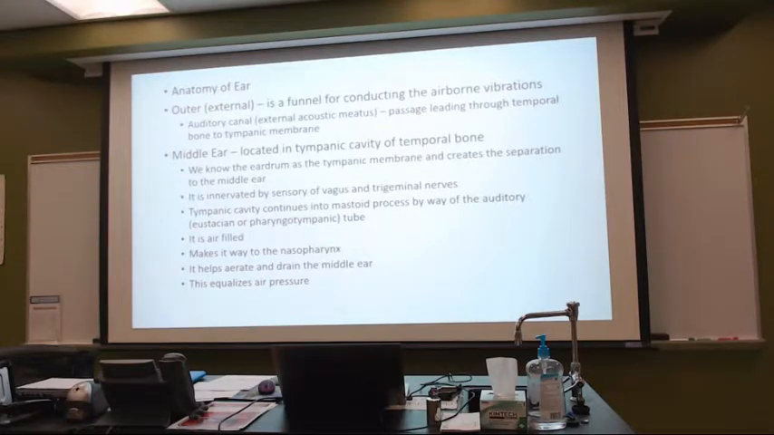Well, this is going to be our tympanic cavity. So they're saying that we've got this cavity right here in this temporal bone. Well, the eardrum, also known as the tympanic membrane. This eardrum helps to create the separation from our outer ear to the middle ear.